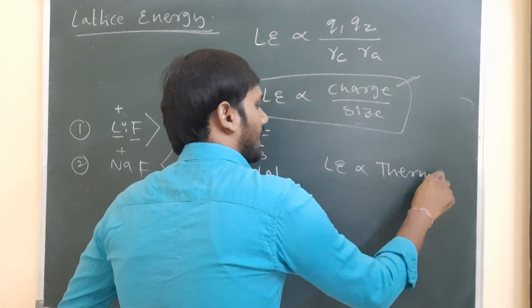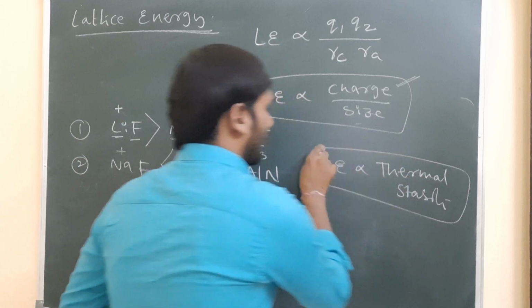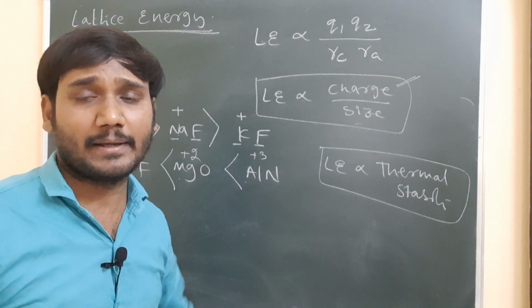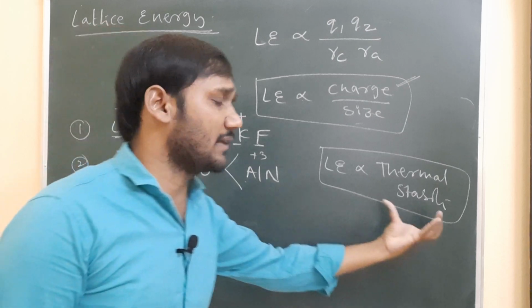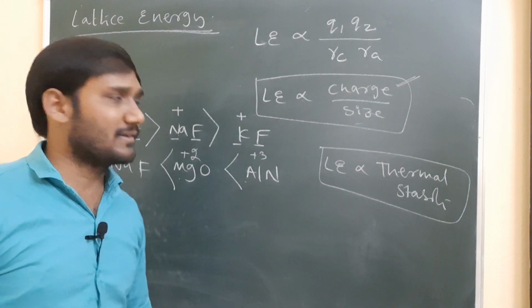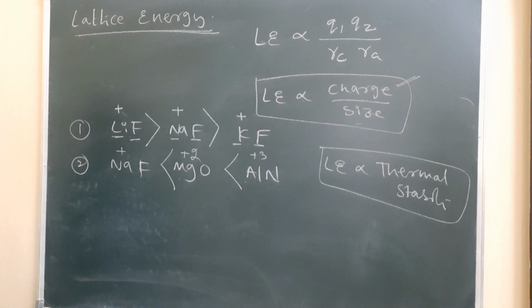Otherwise you can say that lattice energy is directly proportional to thermal stability. When the lattice energy is more, it means the compound is strong, which means stability will be more. So finally, lattice energy is directly proportional to thermal stability. Right? So this is about the lattice energy.